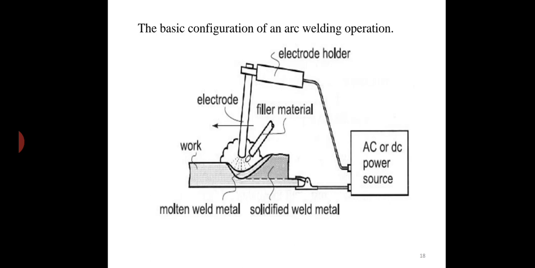Again, you can see the electrode, and you can see the filler material, and your electrode can be moved, say, towards the left. You can see the solidified weld metal at the bottom right side, and the molten weld metal towards the left side.